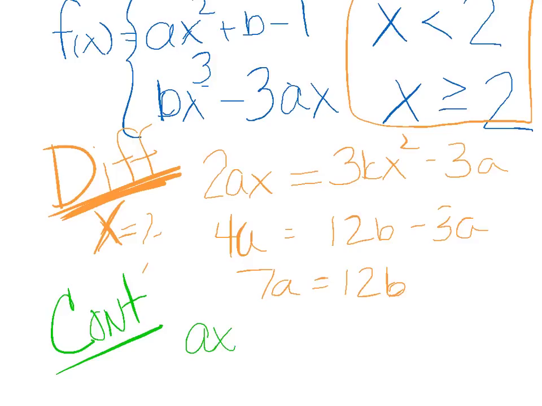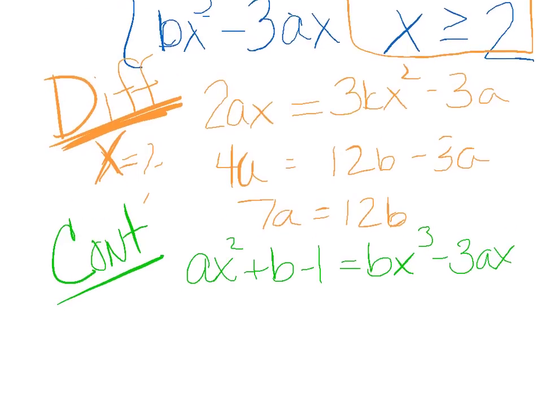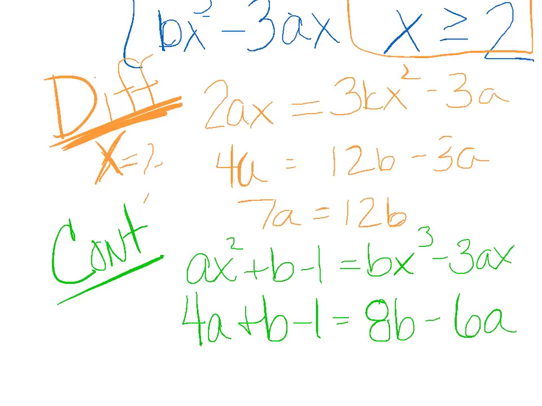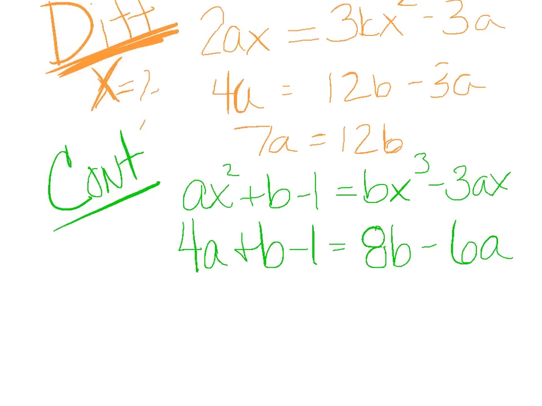So I'm going to set my ax squared plus b minus 1 equal to bx cubed minus 3ax. And again, all of this is true when the x value is 2. So I should get 4a plus b minus 1 equals, 2 cubed is 8, so that's 8b minus 6a. And again, I'm just going to put the a's and b's on the same side. So I add my 6a over, and I'm looking at 10a minus 1 equals 7b.